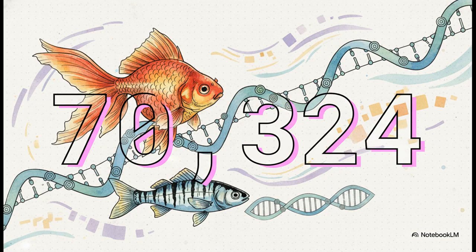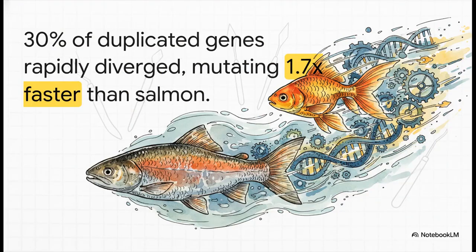And because of that backup drive, the goldfish boasts an absolutely astounding 70,324 coding genes. To put that into perspective for a second, that is roughly double what you'd find in a closely related diploid fish model, like the zebrafish. This immense genetic redundancy is the absolute prerequisite for the crazy genetic flexibility required for such extreme ornamental selection. But here's the kicker. This genetic redundancy wasn't just sitting there static. It started mutating at a highly accelerated rate.